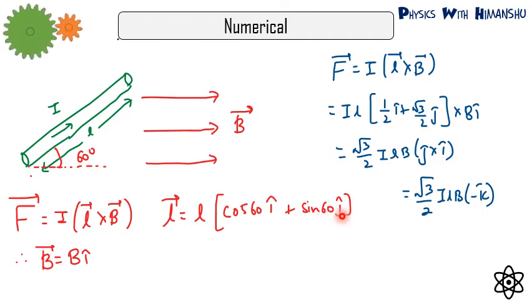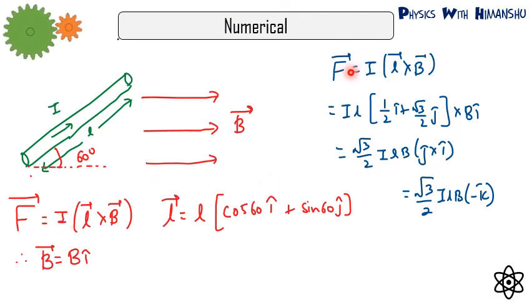So this is how you have to write the formula when a wire is not parallel to the magnetic field. We have length L, the component close to the angle will be L cos 60, the component away from 60 will be L sin 60. So L vector will be L cos 60 i cap plus sin 60 j cap. The magnetic field will be B i cap, because the magnetic field is in the positive direction, and the current will be I.